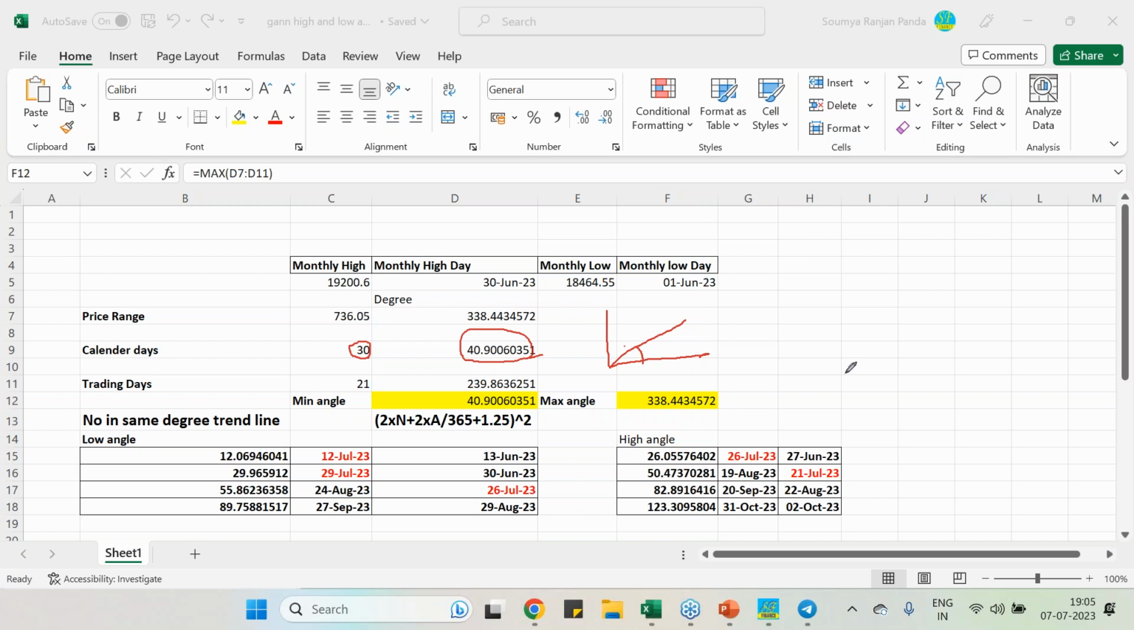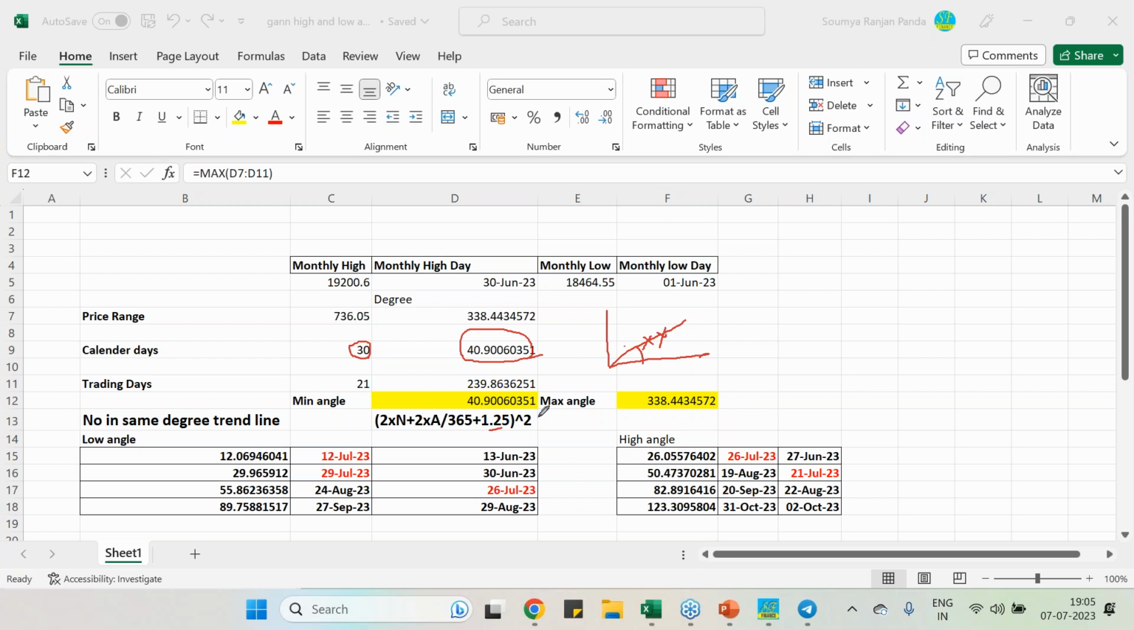What are the other numbers staying in the same degree trend line? How will you know? For that, this formula: 2 into n, n starts from 1 or 0, plus 2 into a, where a is nothing but the angle, divided by 365, not 360, 365. Why 365? In a year, how many days? Every day how much angle deviation? So 2 into n plus 2 into a divided by 365 plus 1.25, 1.25 a constant. So power of 2.